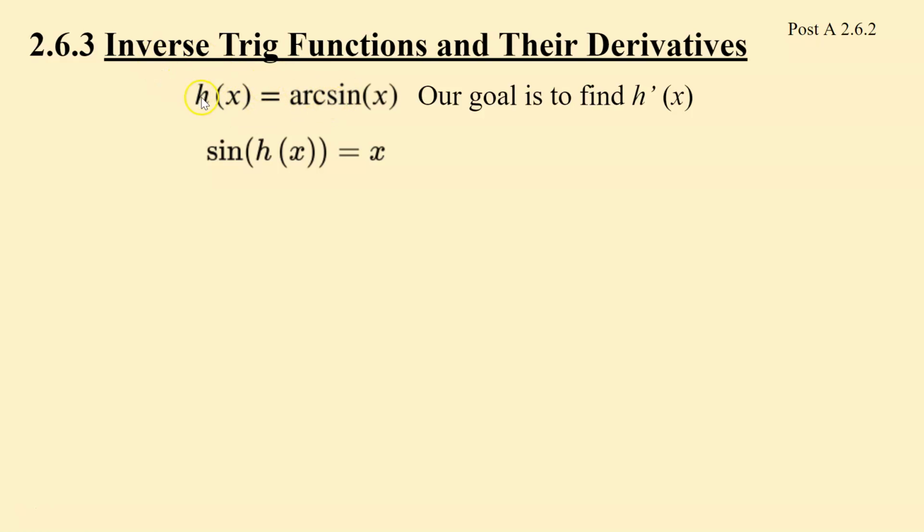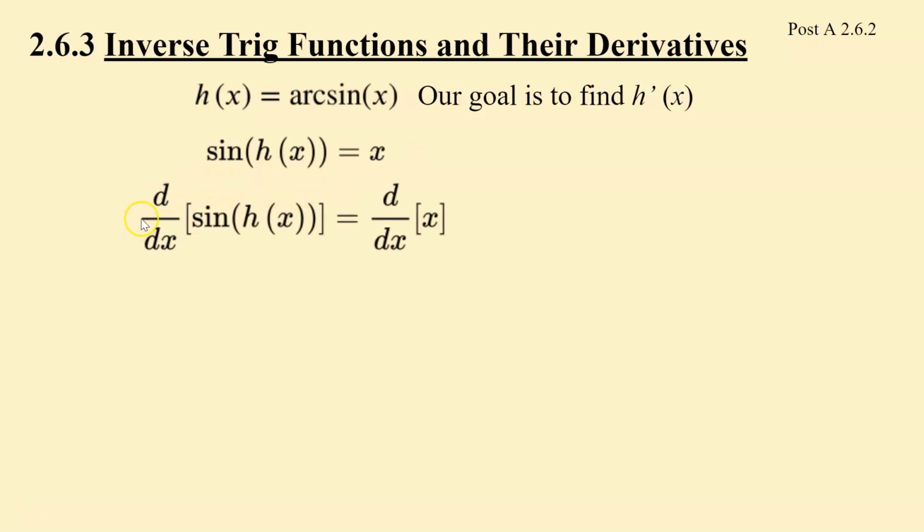We are going to be finding h prime of x. Well, another way that I can write arc sine, because keep in mind, arc sine is asking for an angle: what's the angle whose ratio is x? So I can write this as the sine of an angle is equal to this ratio. All right, h of x up here is an angle. So the sine of h of x is equal to x.